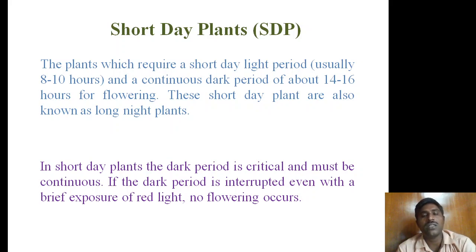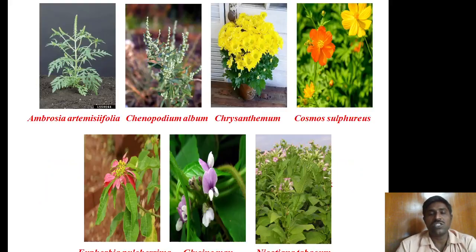Next, in short day plants, the dark period is critical and must be continuous. That means the dark period should not only be lengthy, it should also be continuous. If the dark period is interrupted, even with a brief exposure of red light, no flowering occurs. That means even though we provide a short day, and the dark period exceeds 14 hours, if 5 to 10 minutes of light interruption is there in the 14 hours of darkness, no flowering occurs. From this we can conclude that the length of the night period is very important for the initiation of the flowering response in short day plants.